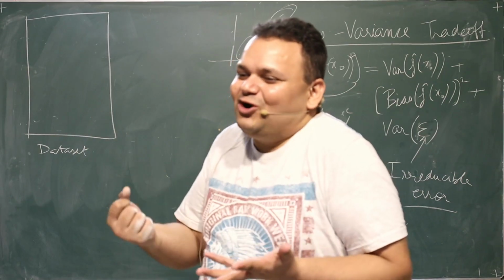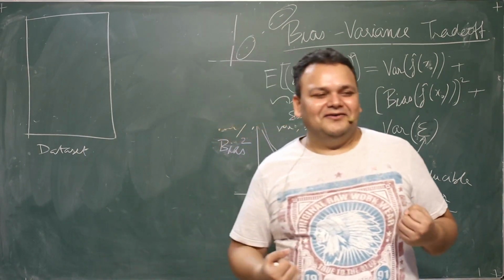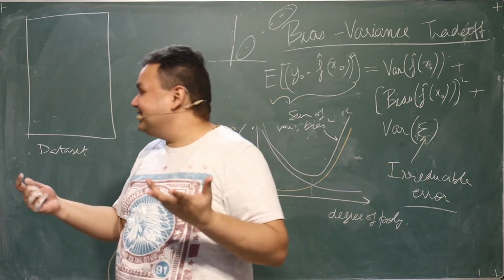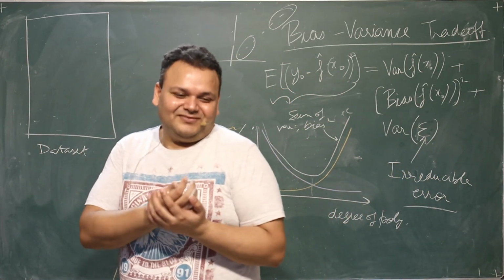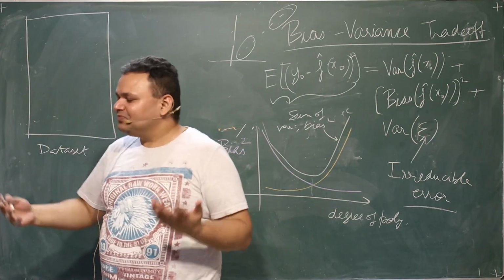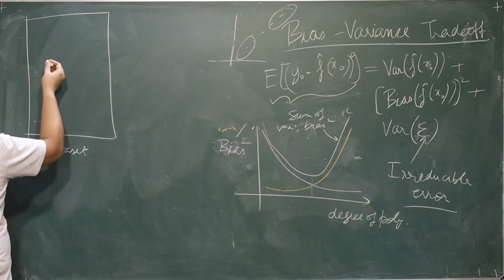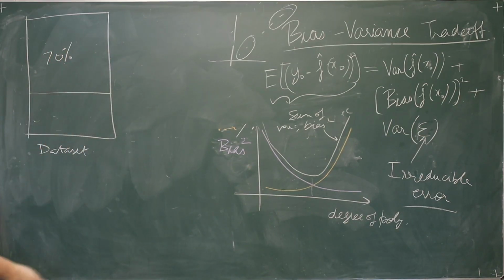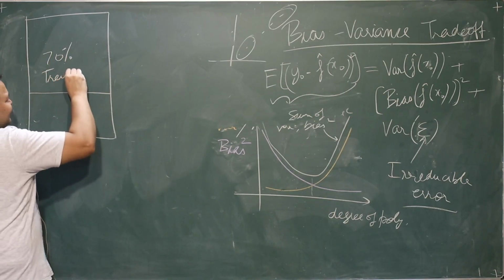So you want as much data as possible, but you also do not want your test data to be so small that you are not able to say with a high degree of confidence that your model was quite accurate. So what we usually do is maybe divide this 70-30. Okay, 70% of your data goes into training.